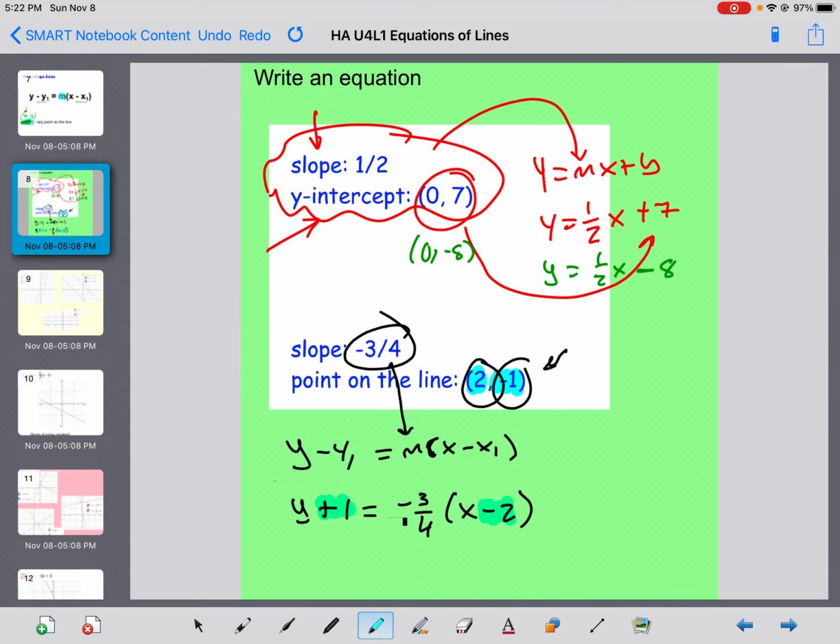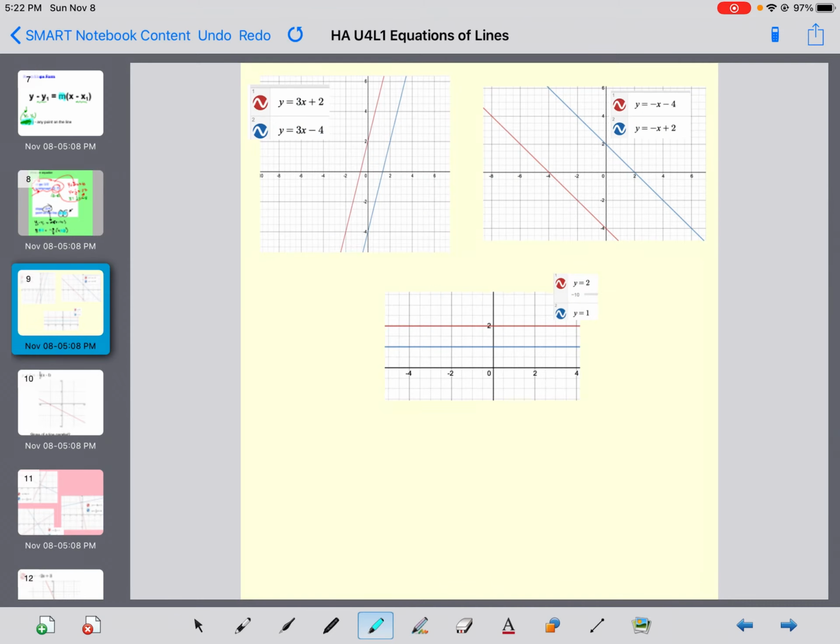So that's all that we're really going to be talking about writing equations. Next time we'll be talking about looking at them on a graph and graphing them when we have a little bit of a longer class. The next thing we need to talk about is parallel and perpendicular slopes.